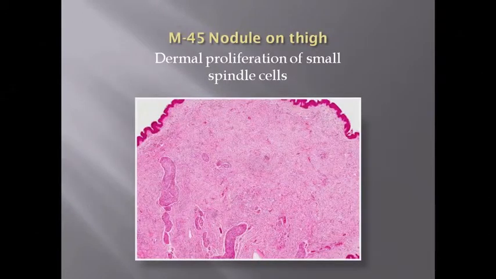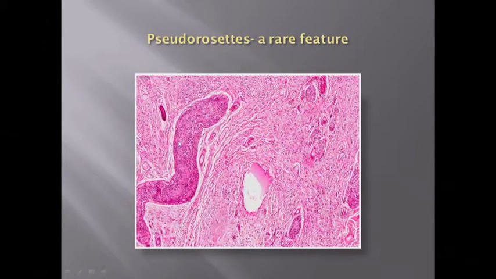Moving on, I hope I'm not boring you with all these spindly lesions. Now, a 45-year-old male who presented with a nodule on the thigh. Again, you can see a dermal lesion which has these spindly cells, and there are some interesting structures you see amongst these spindly cells. And when you look at it, these are pseudorosettes. So you can see the spindly proliferation as well as the pseudorosettes here.